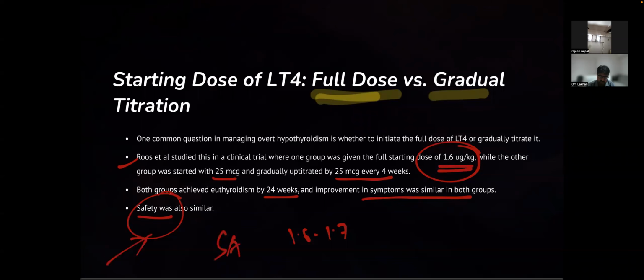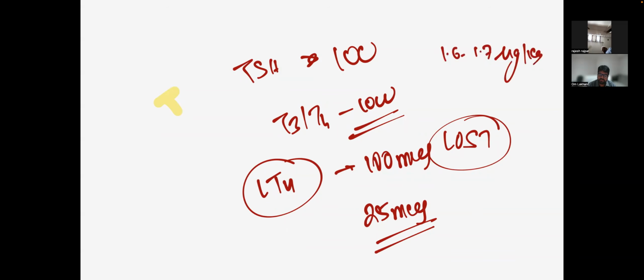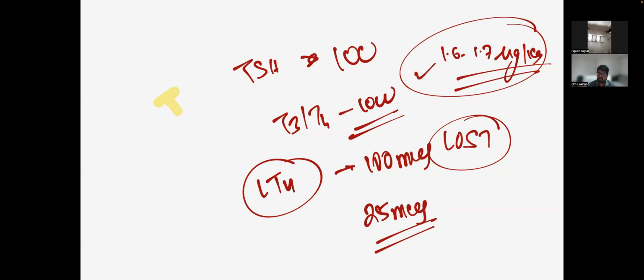So either you can start the patient on a lower dose and gradually increase, but we know that in our clinical practice, often we will have patients lost to follow-up, right? So if you have patients where there is a likelihood of loss to follow-up, you can directly start the patient on the full therapeutic dose of 1.6 to 1.7 microgram per kg, right? So this is the full therapeutic dose. So the ideal dose to give in a patient with overt hypothyroidism is directly a full therapeutic dose.